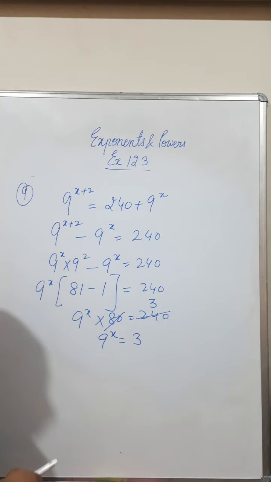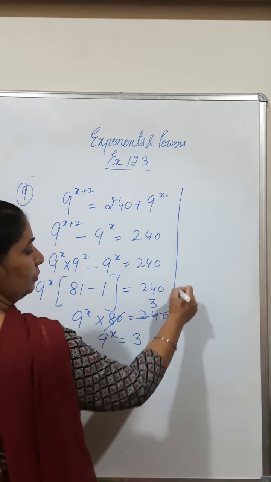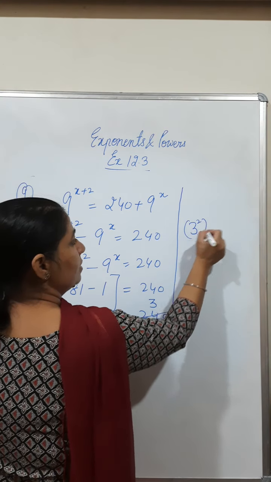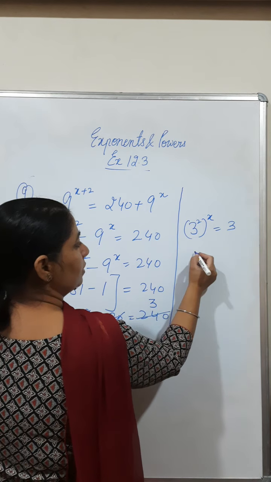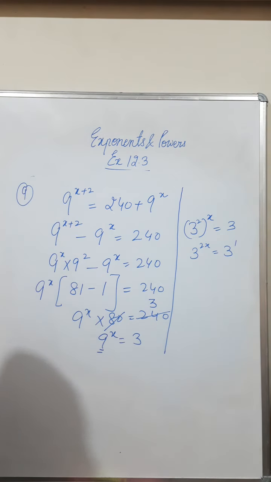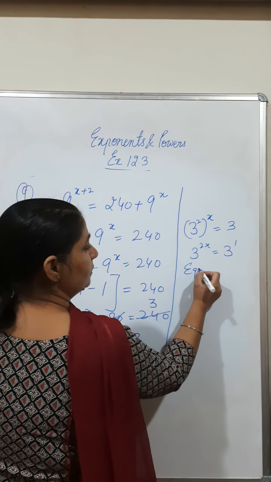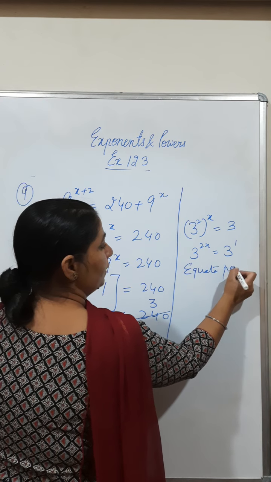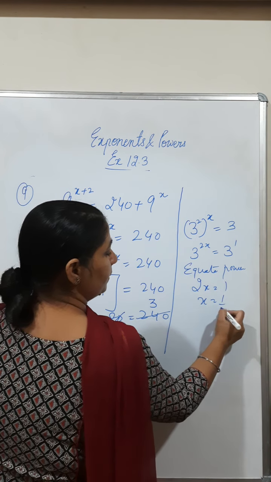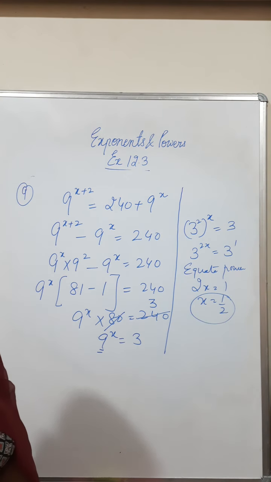But the bases are not the same. How can you make 9 into 3? 3 square is equal to 9. So this 9 can be written as 3 square raised to power x is equal to 3. So this is 3 raised to power 2x is equal to 3. So we can put a power 1 here, 3 raised to power 1. Now bases are the same. You will equate the powers. So when you equate the powers, beta, 2x will be equal to 1 and x will be equal to 1 by 2. So in this way you can get the answer x equal to 1 by 2.